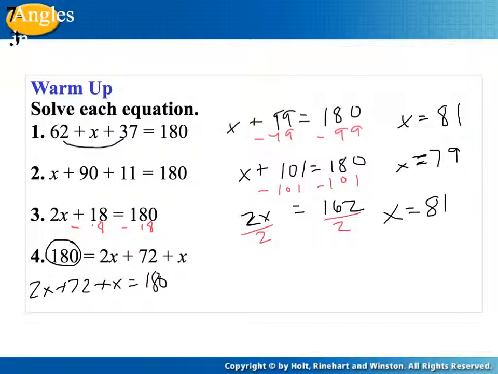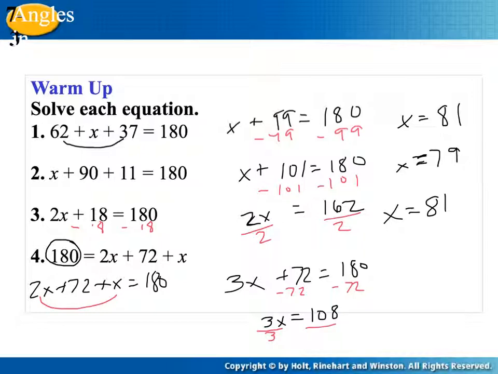Okay, when we solve here, we want to combine like terms first. So I want to combine my 2x and my x to get 3x plus 72 is equal to 180. How do you get rid of the 72? Inverse operations. We subtract it. We end up with 3x is equal to 108. How do you get rid of that 3? By dividing by 3. Your answer, x equals 36.